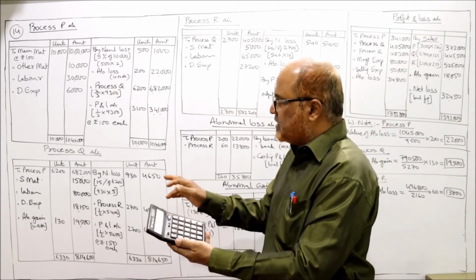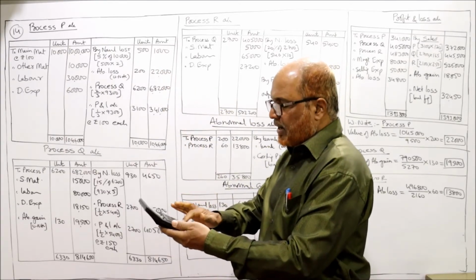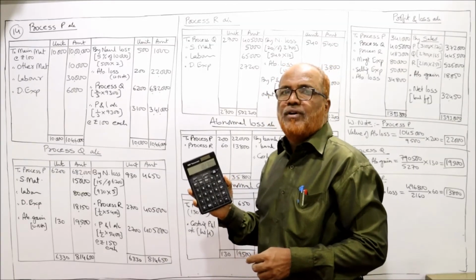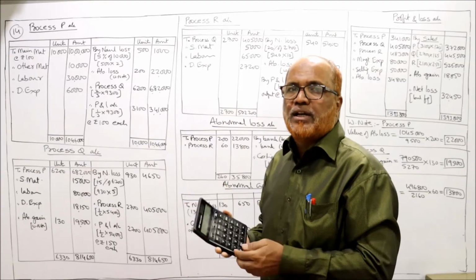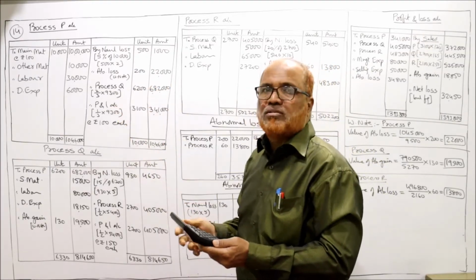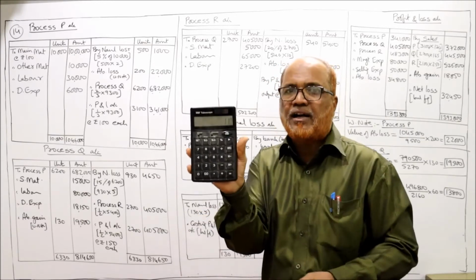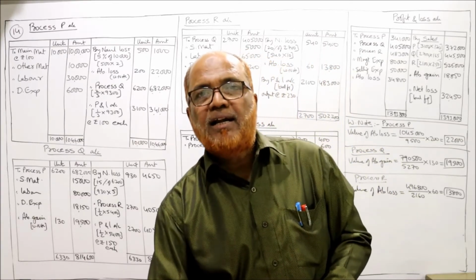10,46,000 I have taken. From this I subtract 23,000. 10,46,000 minus 23,000 is equal to 10,23,000. We got a cost of 10,23,000. This will be divided by 9,300. Divided by 9,300, you are getting 110 rupees per unit.